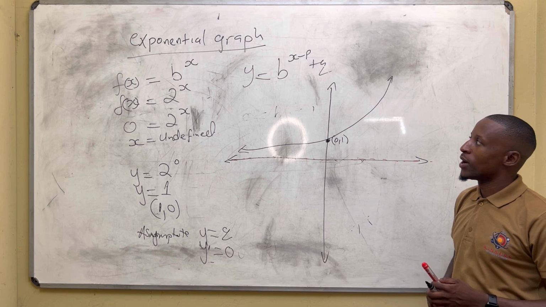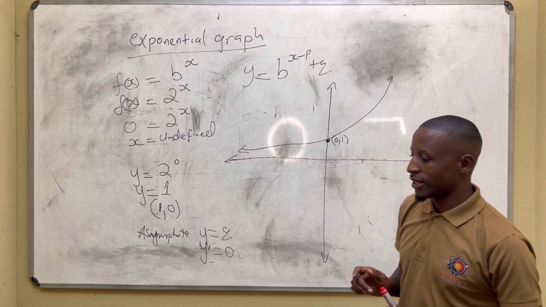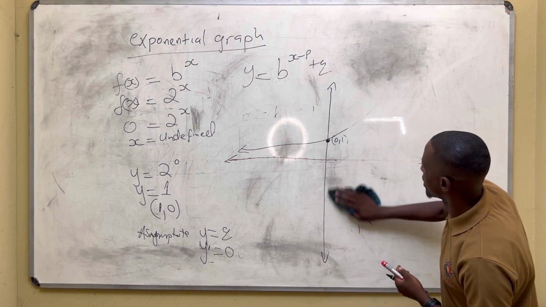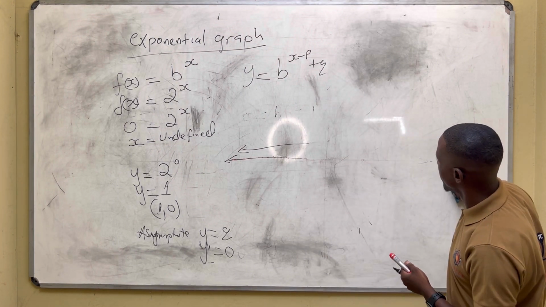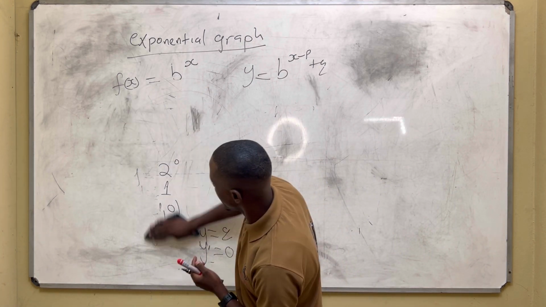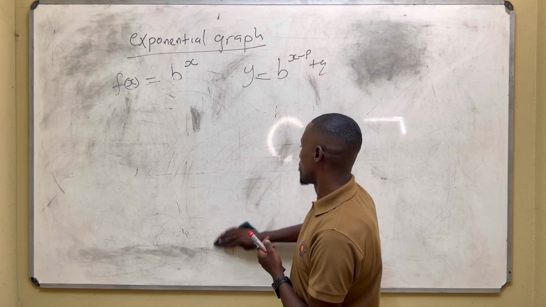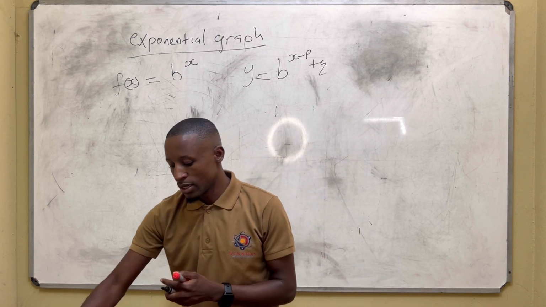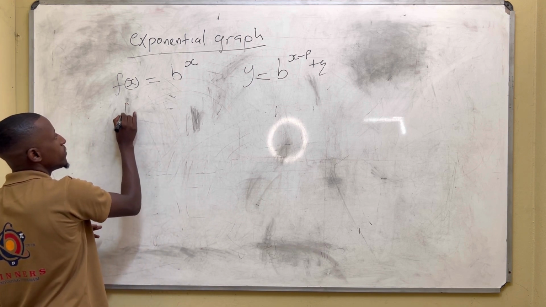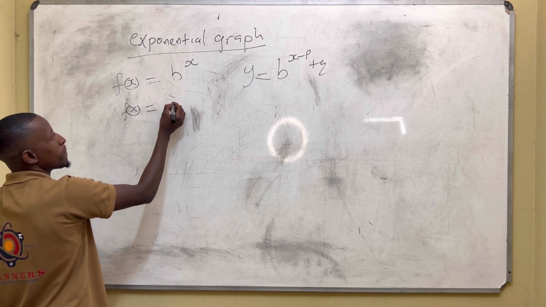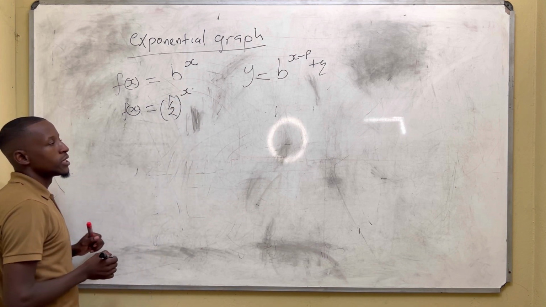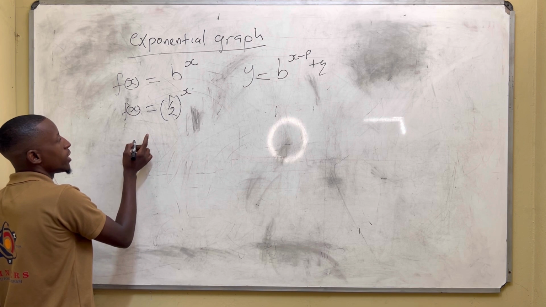Let us move to the one where b is between 0 and 1, and let us sketch that graph quickly. Remember, the reason why we sketch the graphs is so that we can interpret them, because you start by sketching in order for things to become easy when you are interpreting the graph. So let's assume you are given f(x) = (1/2)^x.